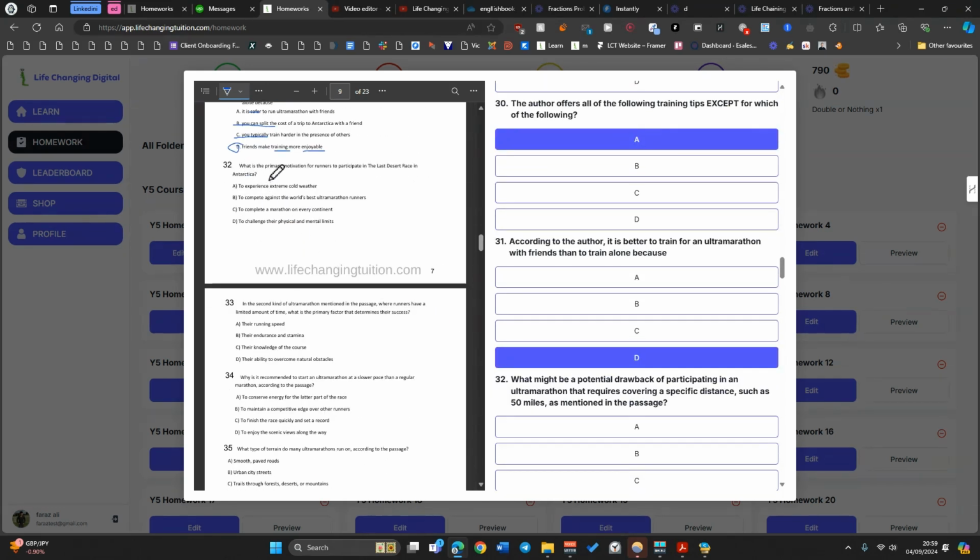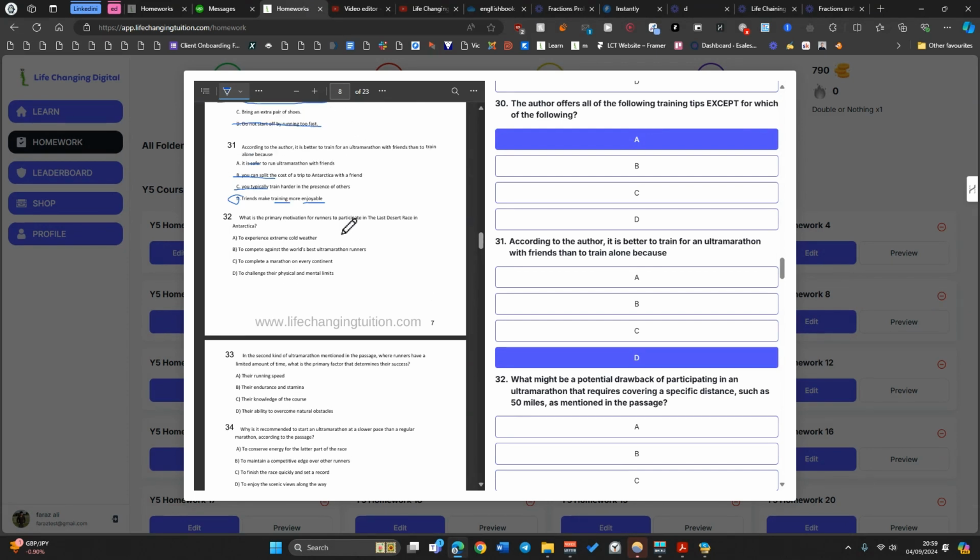Question 32. Why is the primary motivation for runners to participate in the last desert race? So what is it in Antarctica?